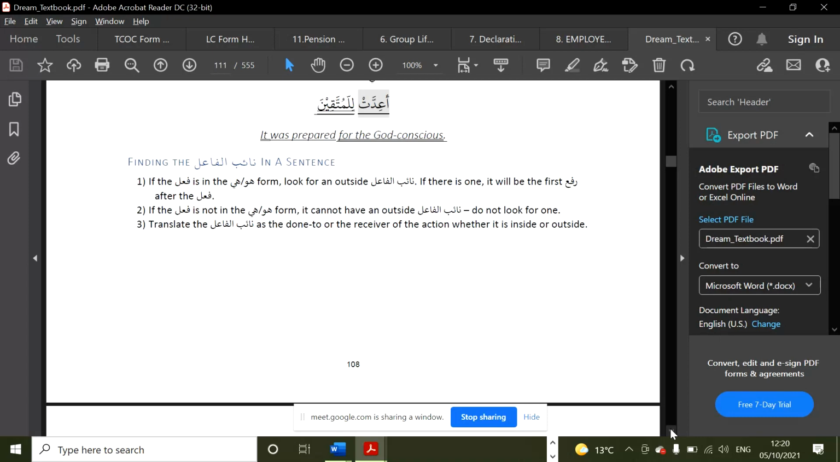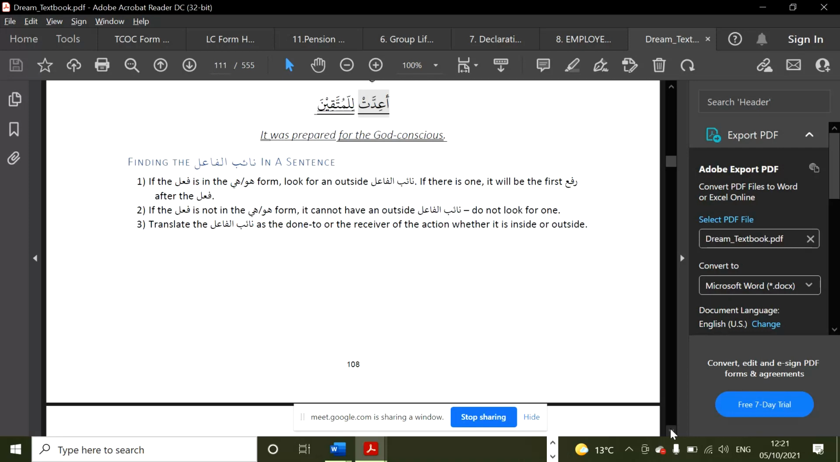Number three: translate the naibul fa'il as the one done to, or the receiver of the action, whether it is inside or outside. Okay, this is something we cleared first when we started studying the mabni al-majhul: we do not have a fa'il but we have a naibul fa'il. A naibul fa'il is someone to whom the action is done. So that's why we use was, were, given, or are, is, am with the third participle form of a verb.